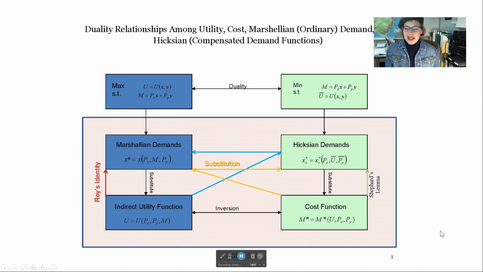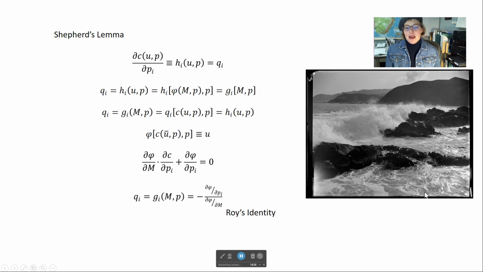There are a lot more tricks we have up our sleeves to go from the cost function to reverse solving for our Hicksian demands, and also from the utility function to reverse solve for our Marshallian demands. We can substitute the cost function into Marshallian demands to derive Hicksian demands, and vice versa, the indirect utility function into Hicksian demands to get Marshallian demands. Whew, that's a lot, isn't it?